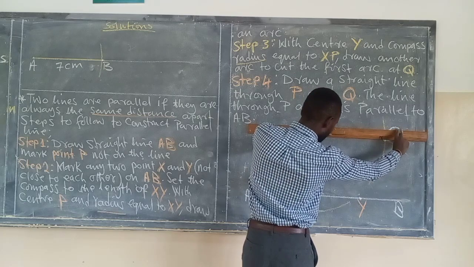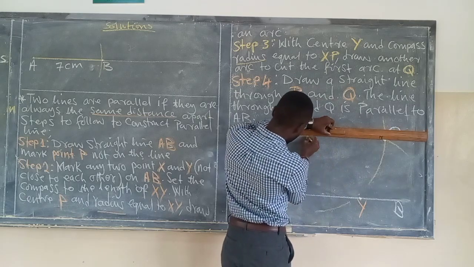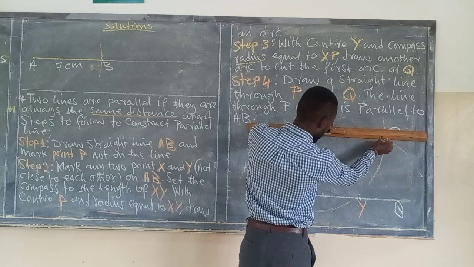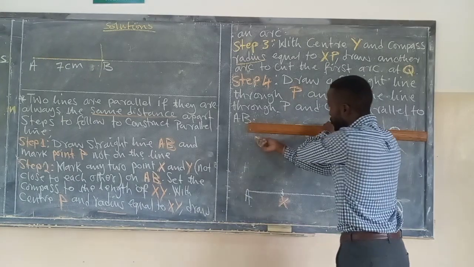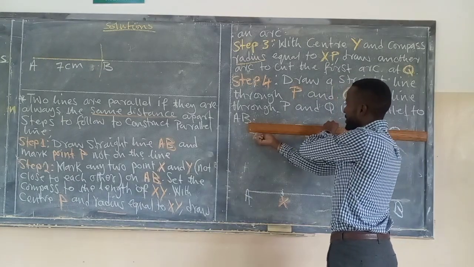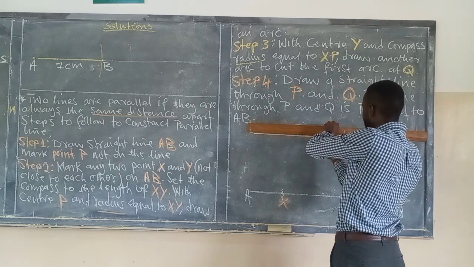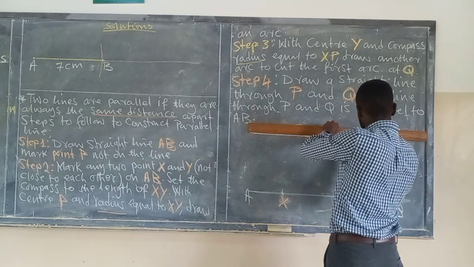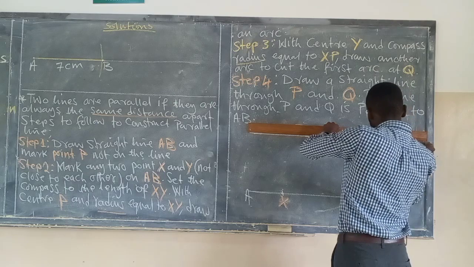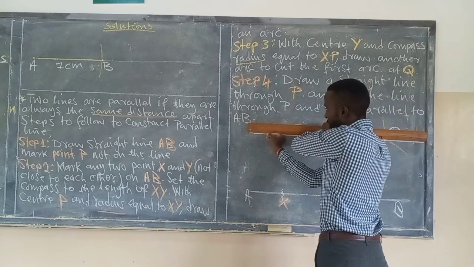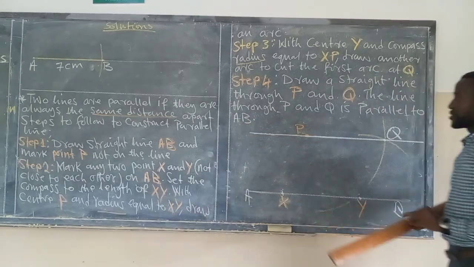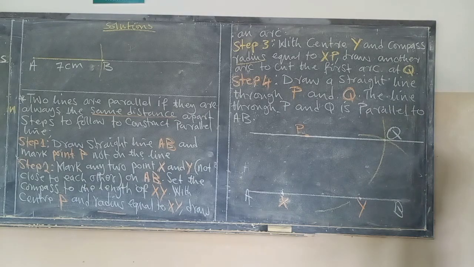Okay, like that. P there and Q there. So I'm going to draw a straight line, cutting exactly through P and Q. That is the straight line we are talking about. Here we have the 2 parallel lines.